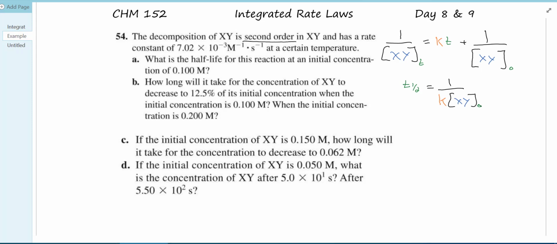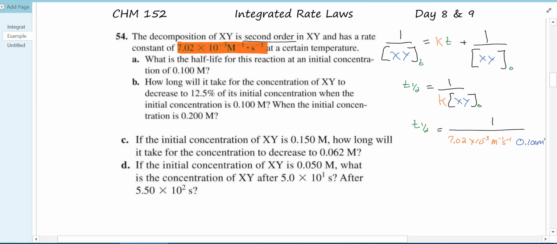So what's the half-life? So now we know we're using half-life for this reaction and an initial concentration of 0.1 molar. Well, that's a good question. So do we have k? I think we do. So there's k. So t1/2 for A would be equal to 1 divided by k, which is 7.02 times 10 to the negative third molarity to the negative 1, seconds to the negative 1. That means they're on the bottom. And we're going to multiply that by 0.100 molar.